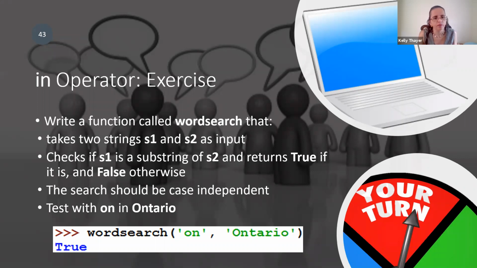Let us do a little word search. Write a function called word_search that takes two strings, S1 and S2, as input. It's going to check if S1 is a substring of S2 and return true if it is and false otherwise. The search should be case independent. Test with on in Ontario. Go ahead and take a moment to see if you can write that function, and we will check back with a potential solution in a moment.